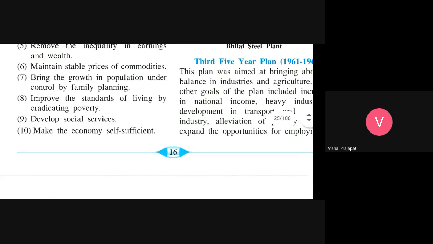Next one is to bring the growth in population under control by family planning. We know that our population is growing very fast, so we have to control this growth of the population by family planning, and this is also one of the goals of our economic planning. We have a very huge, enormous population, and to fulfill the needs of every person with 140 crore people is very, very difficult for any government running the country. So family planning is very important, and with the help of family planning, we can control this growth of the population.